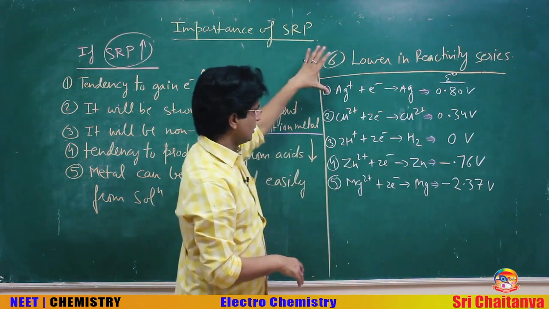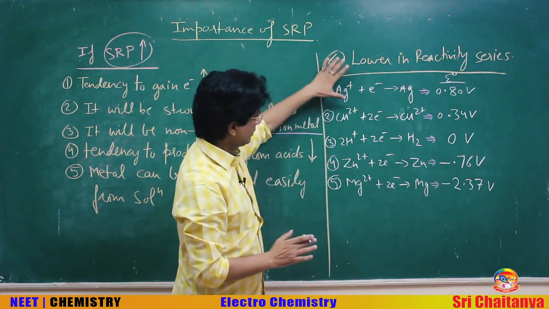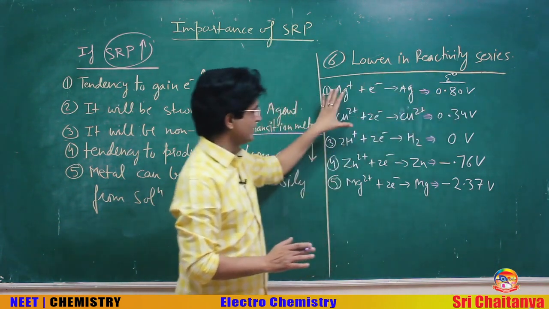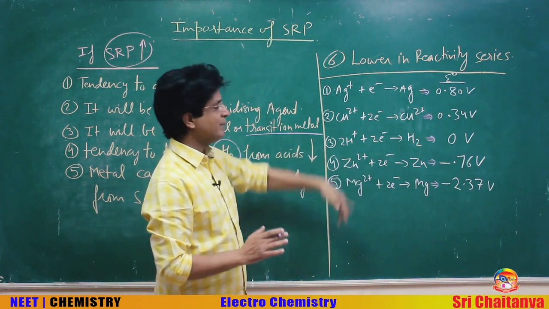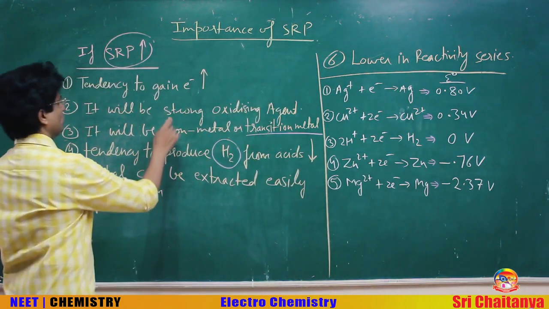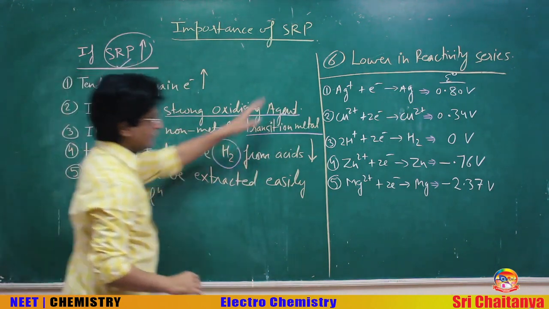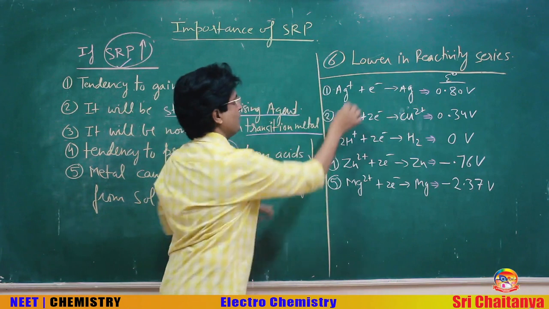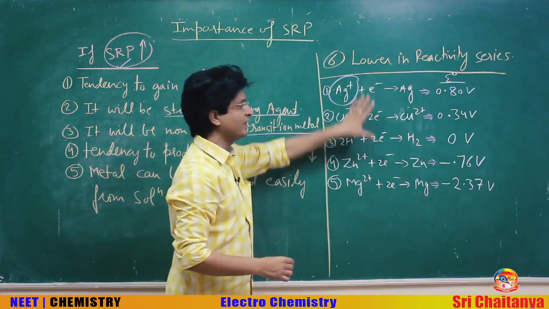Okay. Now let's do some questions based on this chart. Here we have some SRP values of certain elements and ions. Now see, if I ask you which element will be the strongest oxidizing agent, now you see that to be a strong oxidizing agent, SRP should be higher. So in this table, SRP of Ag+ is higher, so Ag+ will be the strongest oxidizing agent among these.